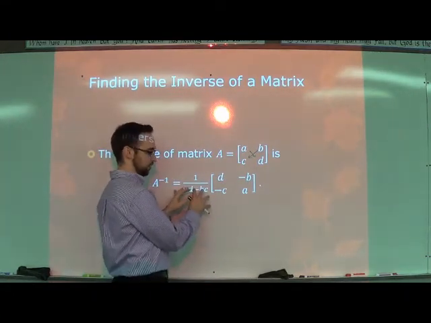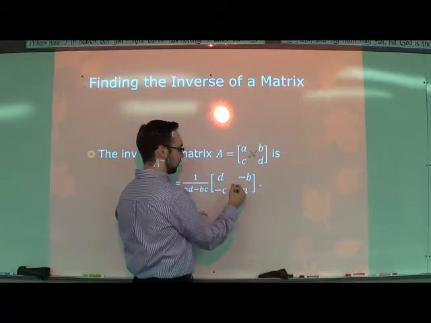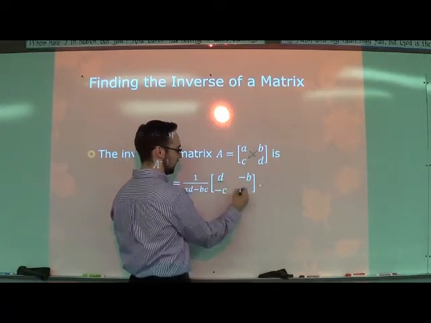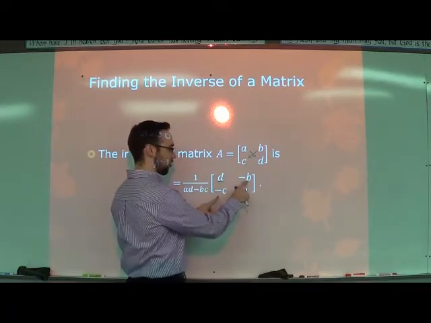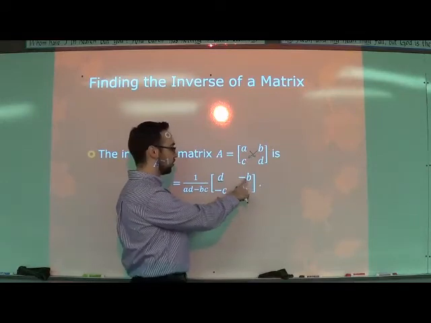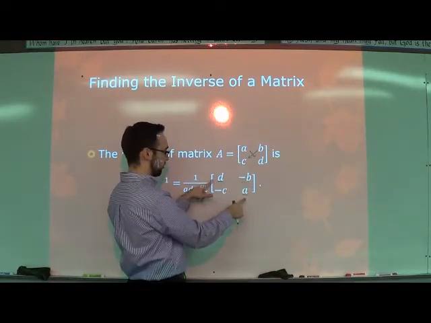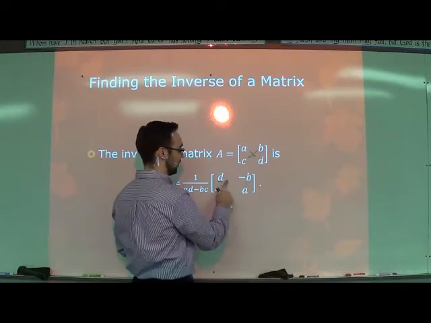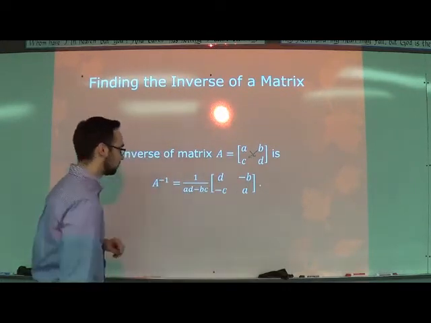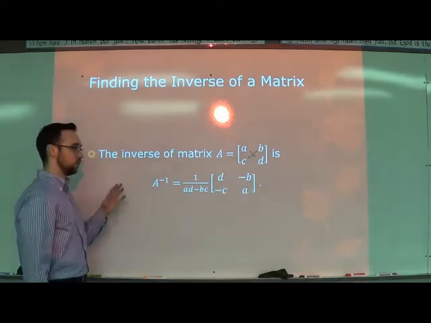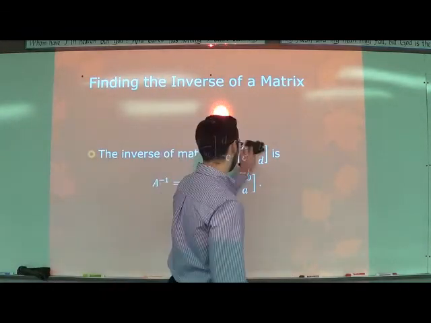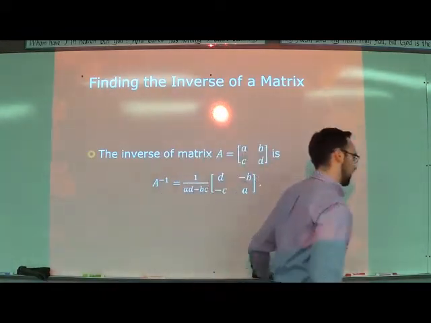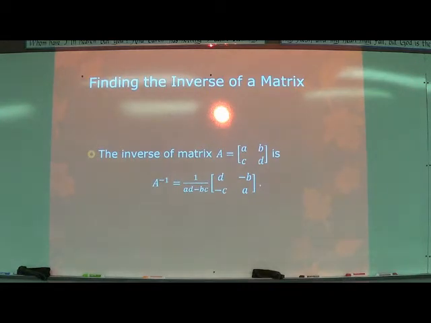After you find the determinant, you switch the A and the D. So now D is here and A is here. The B and the C stay in the same location, you just make them negatives. So the A and the D switch, and the B and the C switch signs. They become negatives now. And that's how you find the inverse. So let's go through and do some examples of finding inverse matrices.